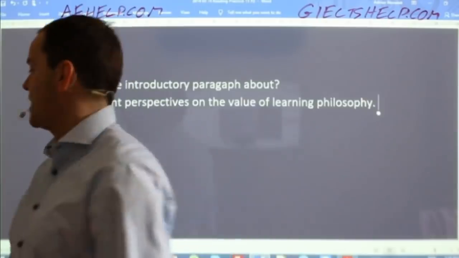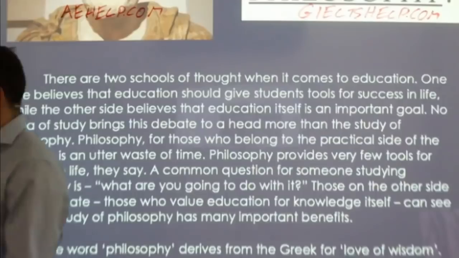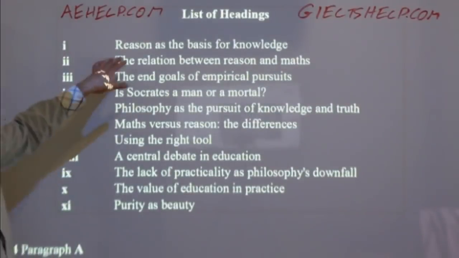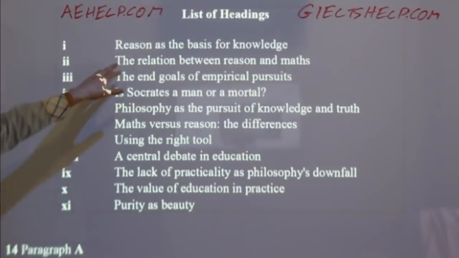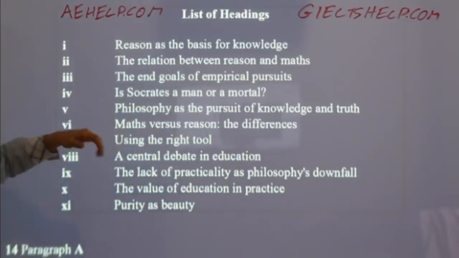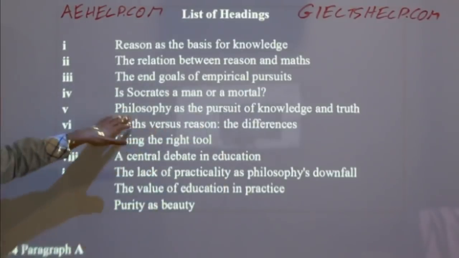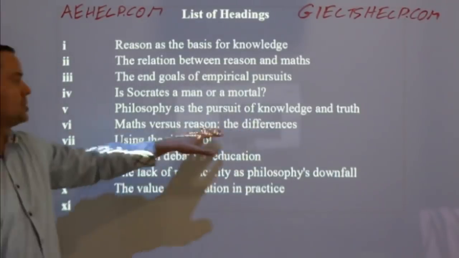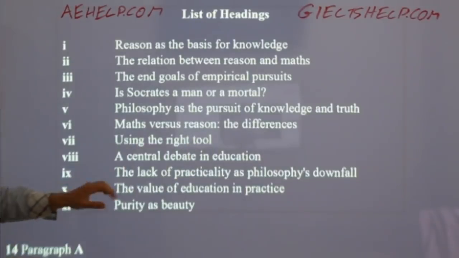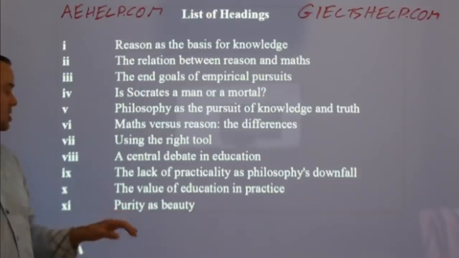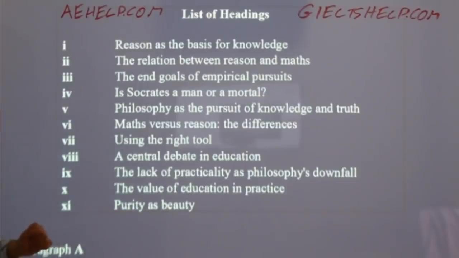All right, so now let's match that up. Let's see if any of those choices are close to this. So let's look through it. Reasons as the basis for knowledge, meh. The relationship between, there's nothing about math. The end goals of empirical pursuits, meh. Is Socrates man or mortal? I don't know. Philosophy as the pursuit of knowledge and truth, meh, maybe. Math versus reasons, the differences, using the right tool. A central debate in education. The lack of practicality as philosophy's downfall. The value of education and practice. Purity as beauty.